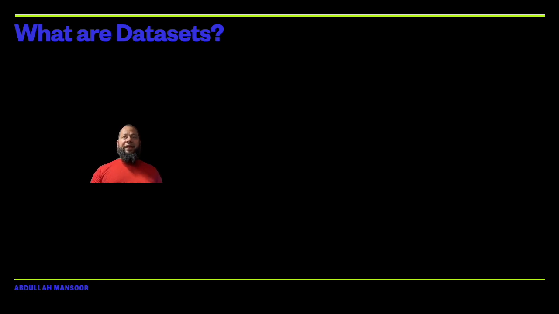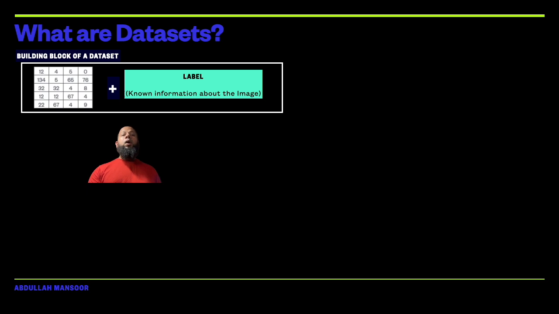So what are data sets? This matrix, as we discussed, could be a representation of an image, and a label, which is known information about the image, like a diagnosis. Okay, so this is the basic building block of a data set.